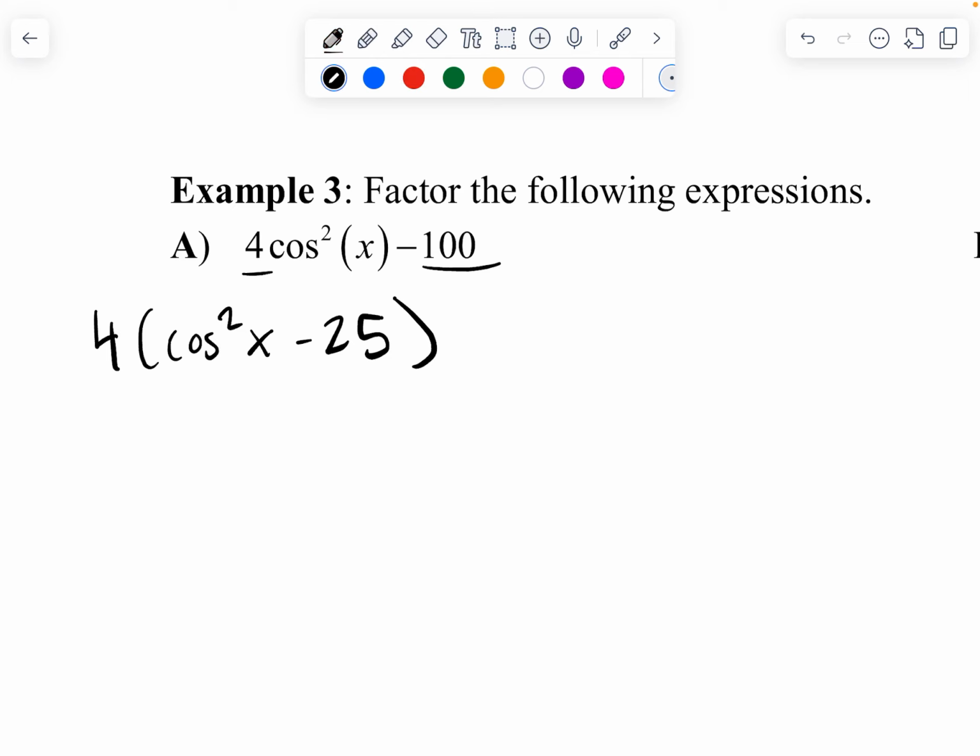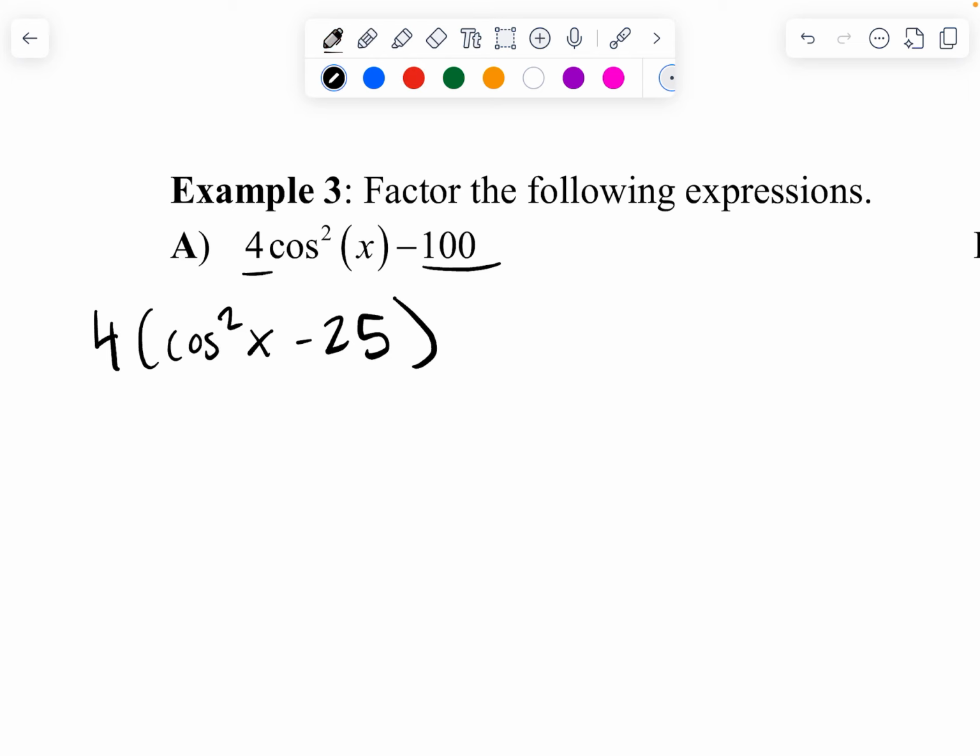Hopefully this looks a whole lot more familiar, and you're like, oh yeah, well that's just W times W. That's just 5 times 5. So that's W minus 5 and W plus 5, right? Because it's a difference between them. GCF out in front. Fun fact, that works the exact same way with trig functions.